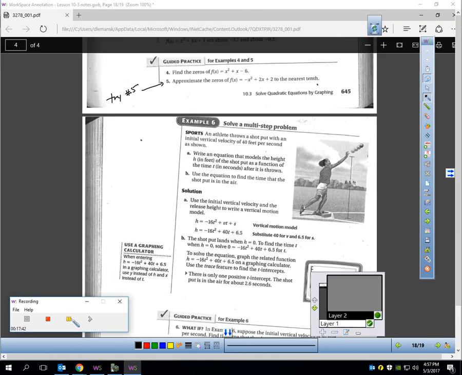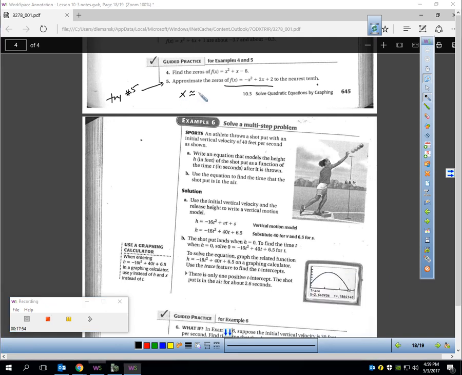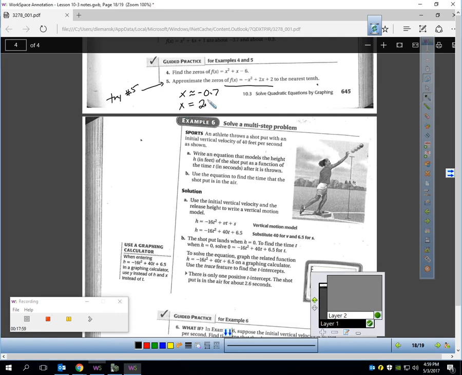Why don't you try number 5? Put this in your calculator and try approximating this to the 10th. Okay, you're back. It looks like -0.7 and +2.7 should be your correct approximations. So if you are not getting this, make a little note here and come to class tomorrow, and make sure we talk about it. I'll show you on the calculator why these are it. Okay?